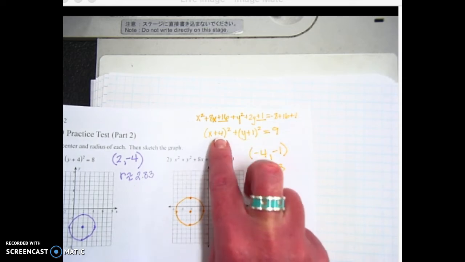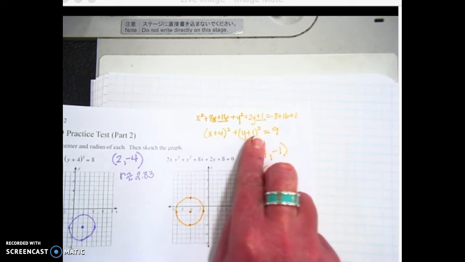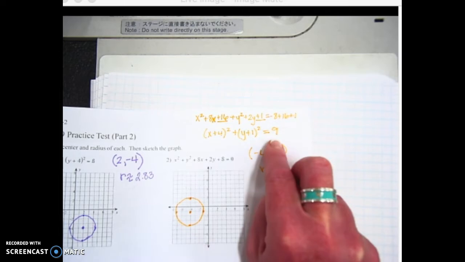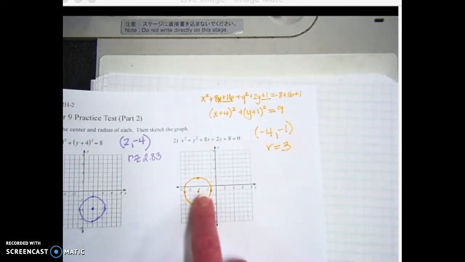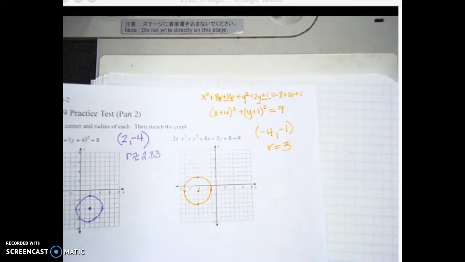That gets you your center at -4, -1. Combine these numbers to get 9. Take the square root, which is 3. Graph your center, and then go 3 each direction, up, down, left, and right, and there's your circle.